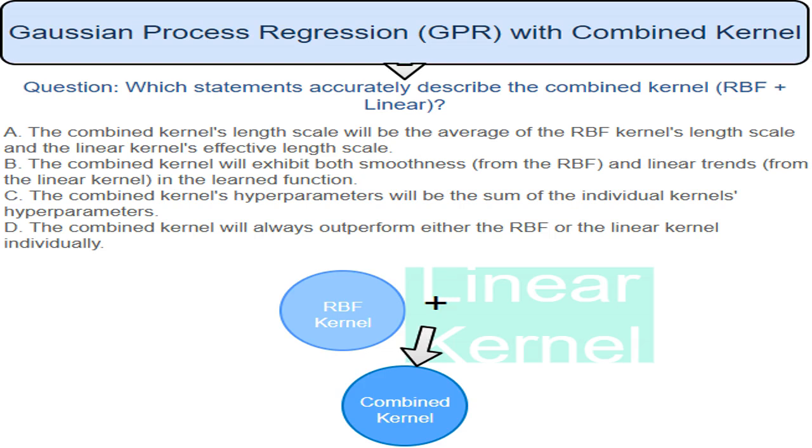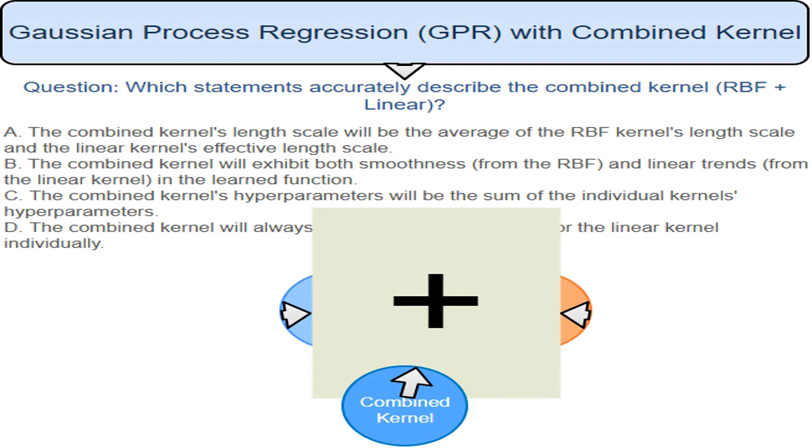I see a linear kernel here. This kernel models relationships between data points using a simple straight line. It doesn't have a length scale like the RBF kernel. Instead, it directly captures linear trends in your data. The plus sign represents adding kernels. We're combining the strengths of the RBF and linear kernels.